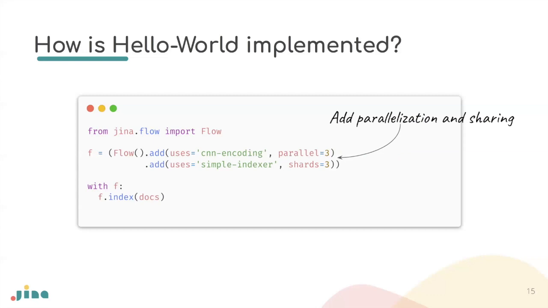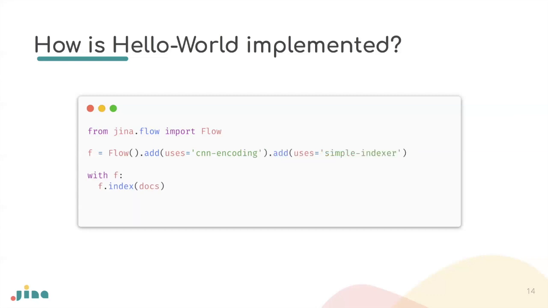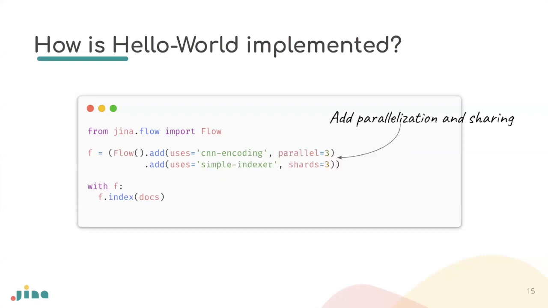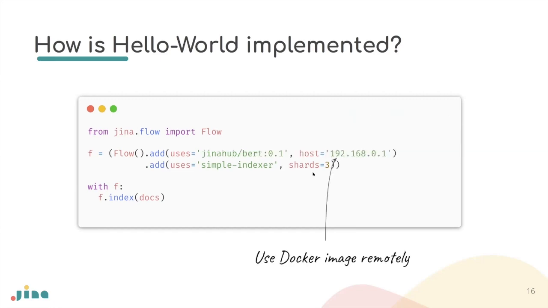Some people say this is a very toy example, so it doesn't do very fancy things such as parallelization, sharding, and so on. But adding parallelization and sharding is actually pretty simple in this case. You just add parallel equals 3, shards equals 3, and that's it. That's how you do the parallelization, and this flow immediately becomes a parallel flow with a database that supports sharding.